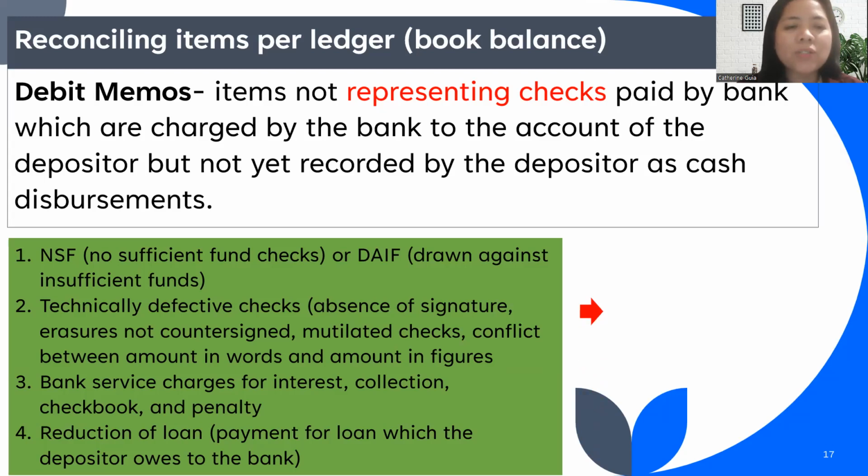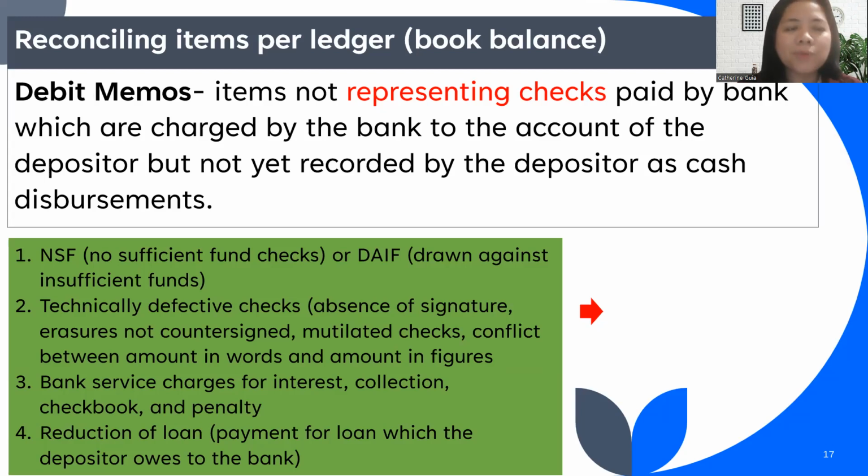Okay, number four, reduction of loan. So if the company has a loan with the bank, then their payment for the loan which the depositor owes to the bank will decrease the cash in bank balance. And for number two, it's like an auto debit transaction, meaning the bank will automatically deduct a certain amount of money from their cash in bank balance.